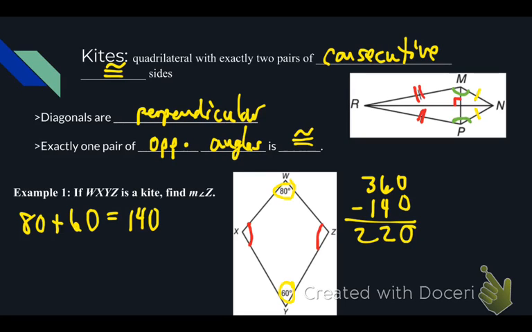Well, we have to split that then between angle X and angle Z. So 220 divided by 2 equals 110. So angle X and Z, each of them, should be 110 degrees. So the answer to the question would be angle Z is 110 degrees. Okay? Pretty simple.